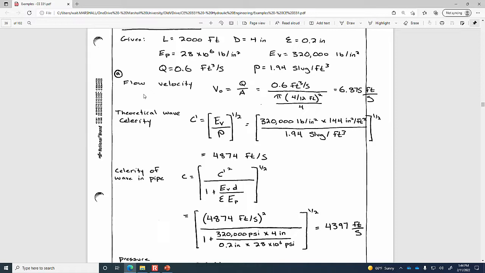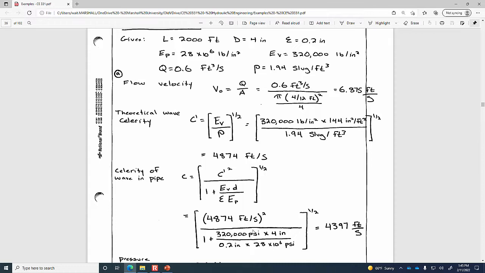So the reason why the shock wave is moving slower through the pipe than it does through just water of infinite extent is, remember that the pipe is expanding. And so the expansion of the pipe is taking out some of the energy that otherwise would be propelling that shock wave forward. So it would be going at 4874 feet per second through water without any of that expansion, and you're kind of doing work on the pipe as it expands. You know, getting it to change its diameter is effectively applying work to the pipe. So that slows down the velocity of the shock wave as it's moving through the pipe. So in the pipe, it's just 4397 feet per second.